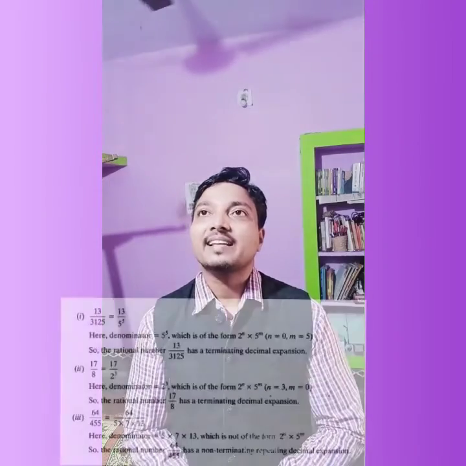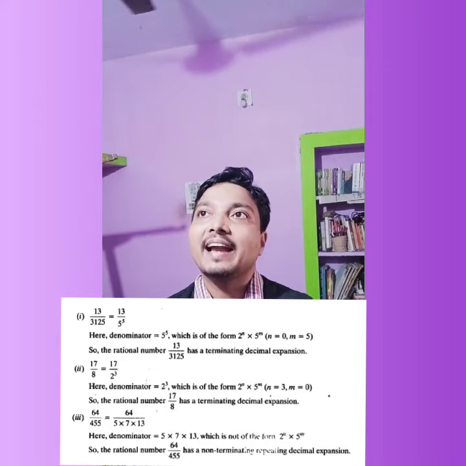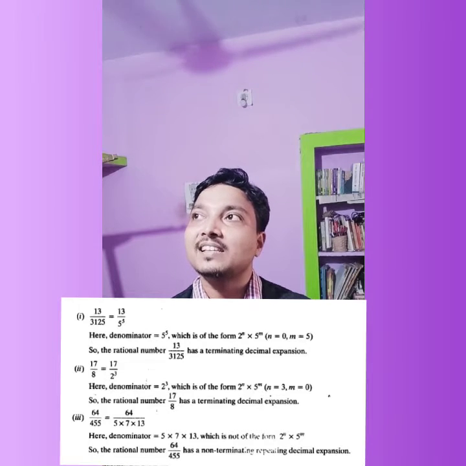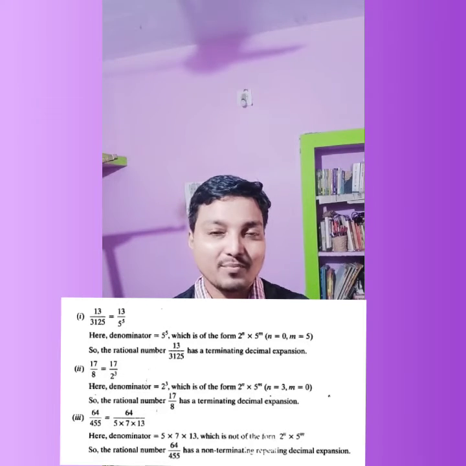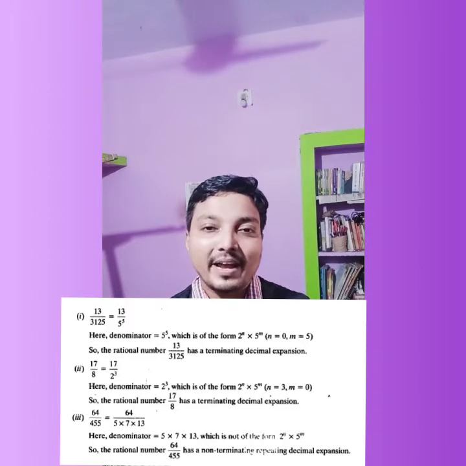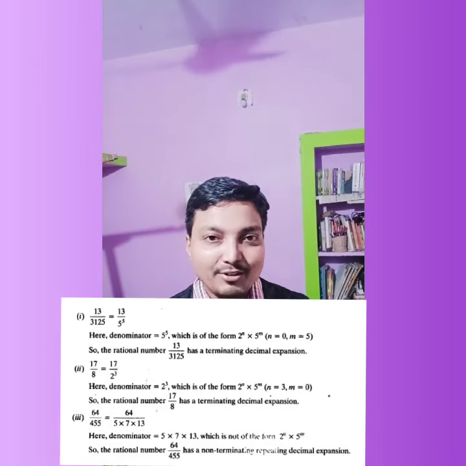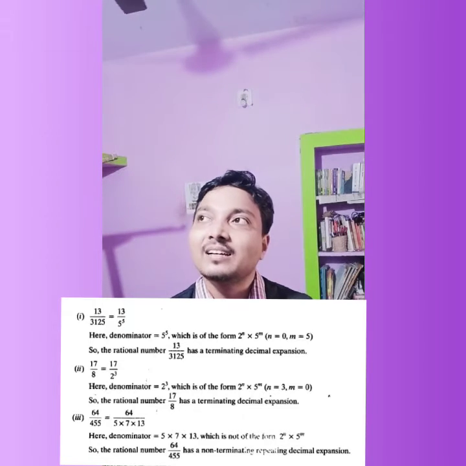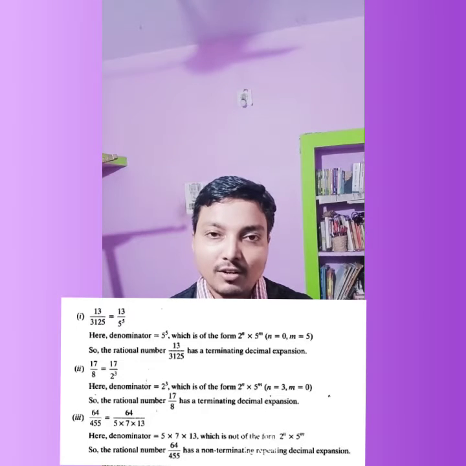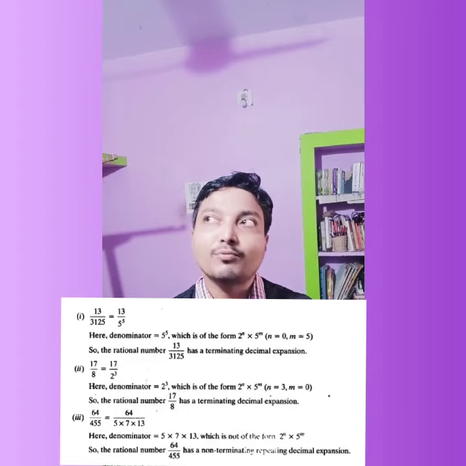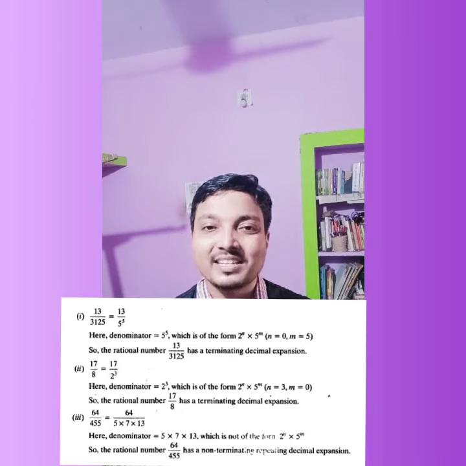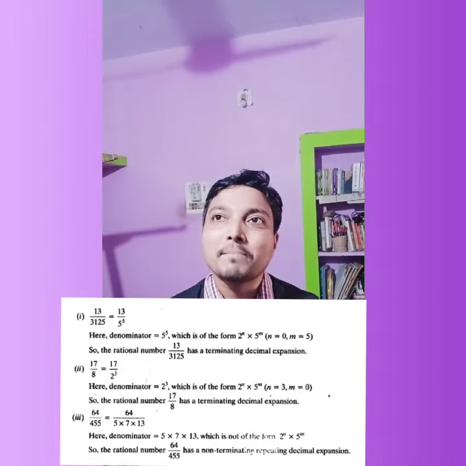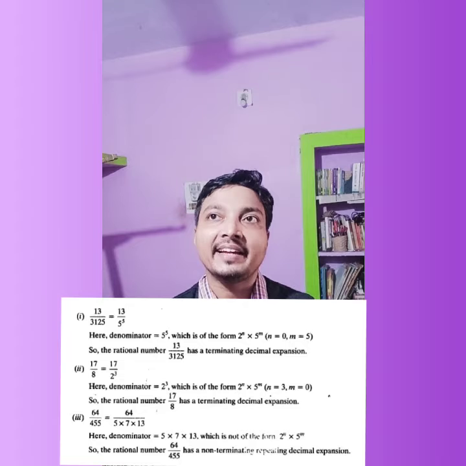Okay, so the first question is 13 divided by 3125, and 3125 can be factorized as 5 to the power 5. Nothing can be cancelled between the numerator and denominator, so both are co-prime numbers. 5 to the power 5 means 2 to the power 0 into 5 to the power 5, which is also in the form of 2 to the power m into 5 to the power n. So 13 divided by 3125 will give us a terminating decimal. Understood or not understood?